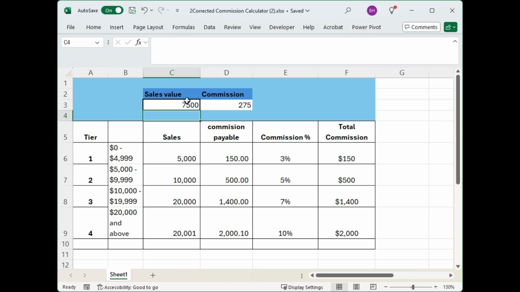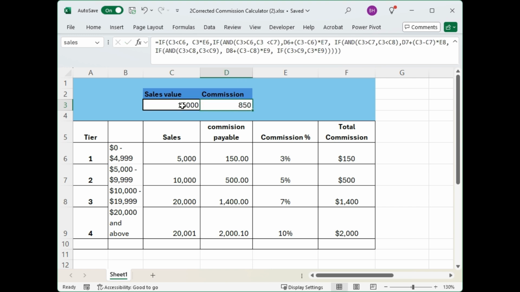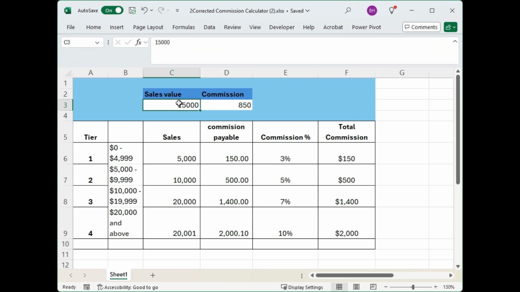And the same thing goes for this one. So let's go 15,000, and you get 850. And the same thing now. Anything over 20,000, you just get a straight 10%. So let's go 25,000, and you get just a straight 10% of the commission.